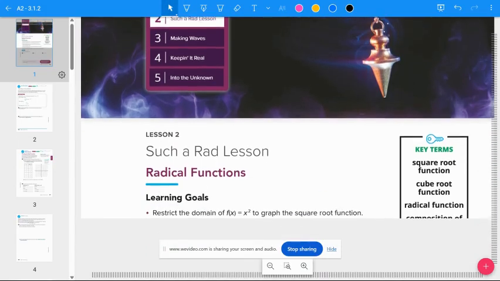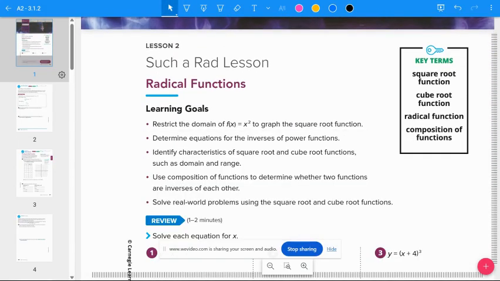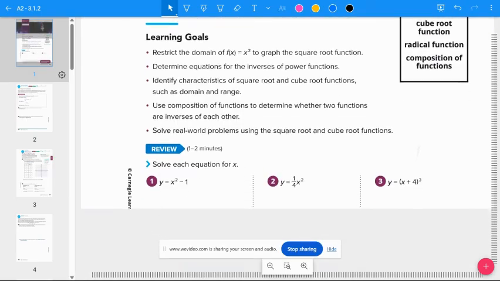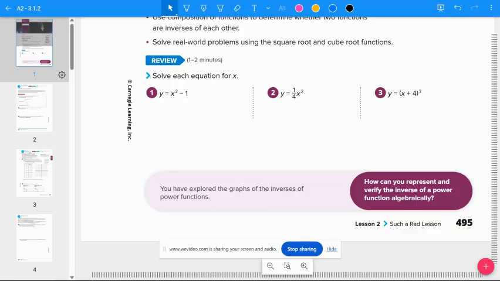So we are going to start with radical functions. We're going to be talking about square root functions, cube root functions, radical functions, and composition of functions. Basically, we've been dealing with functions all year. We've covered exponential, we've covered linear a little bit, and quadratic. So linear was a line, exponential was that soft sloping curve, and a quadratic is a parabola.